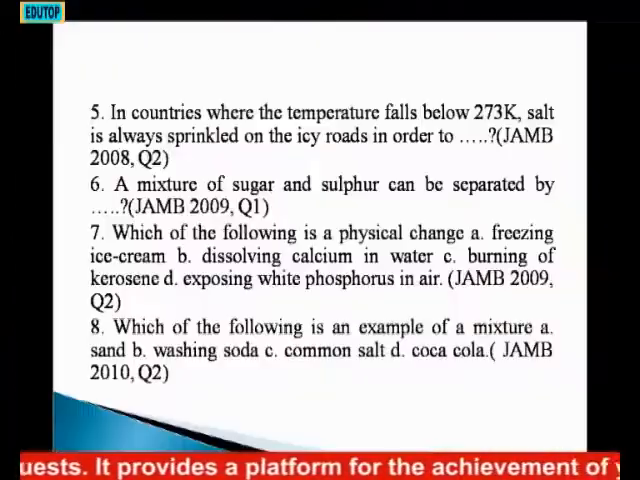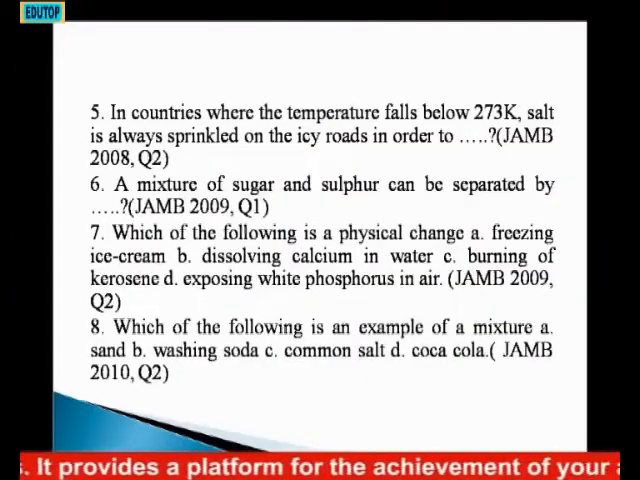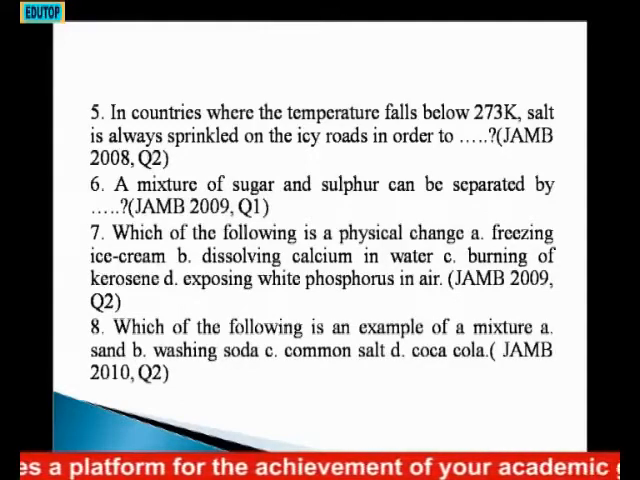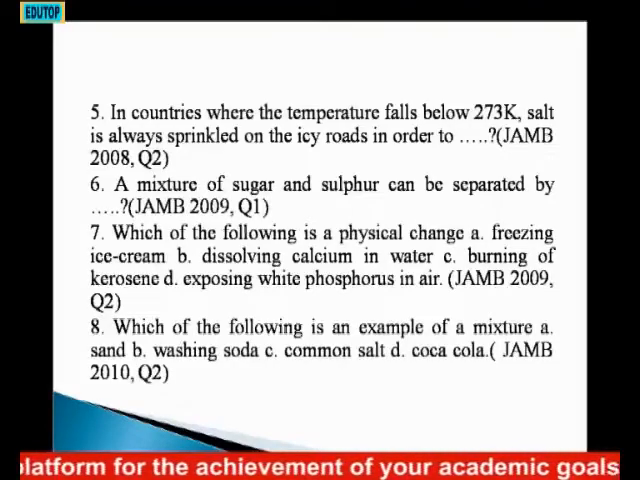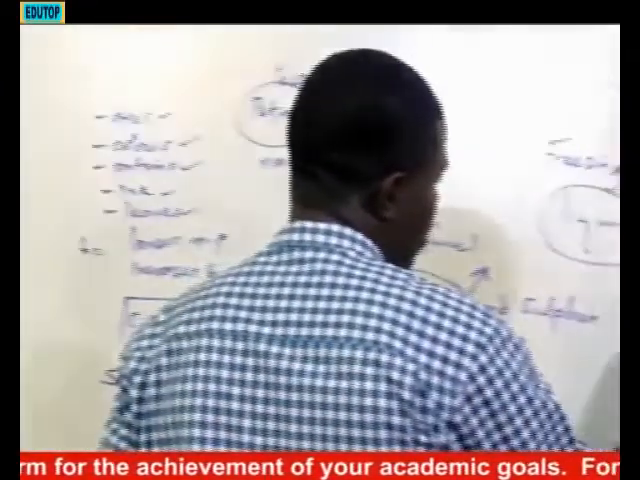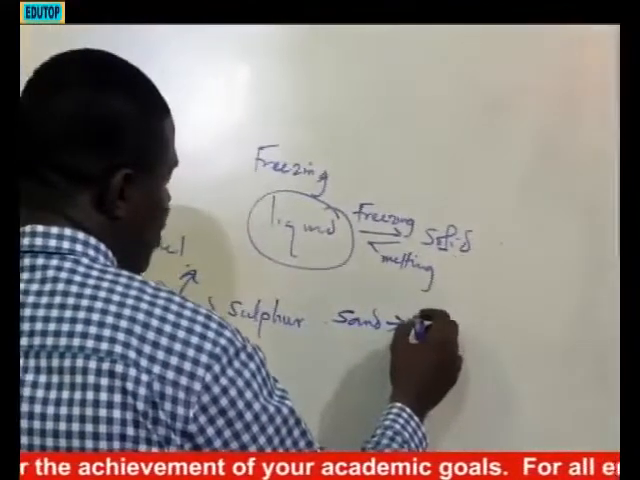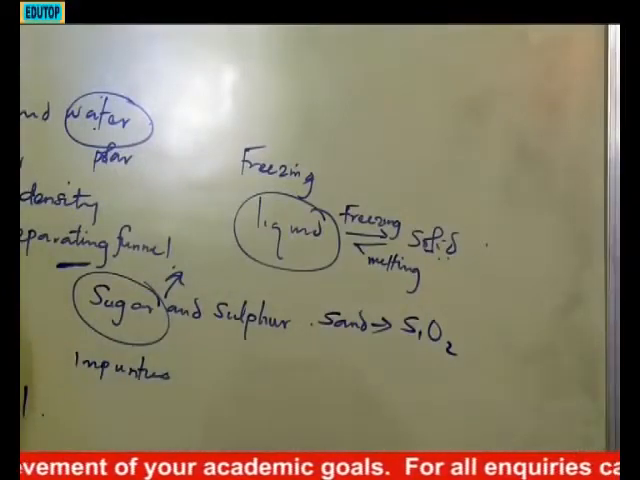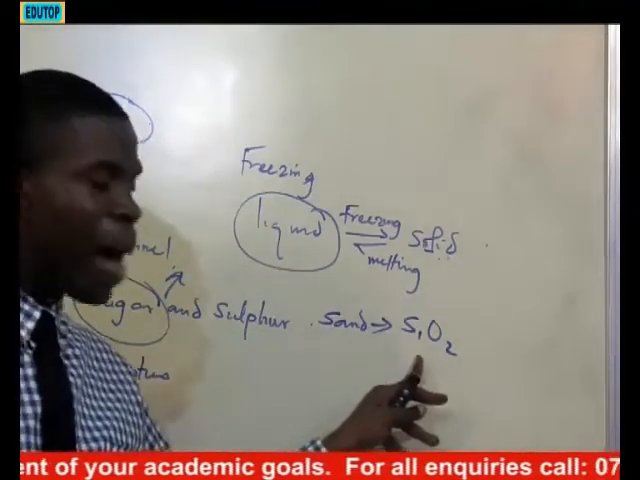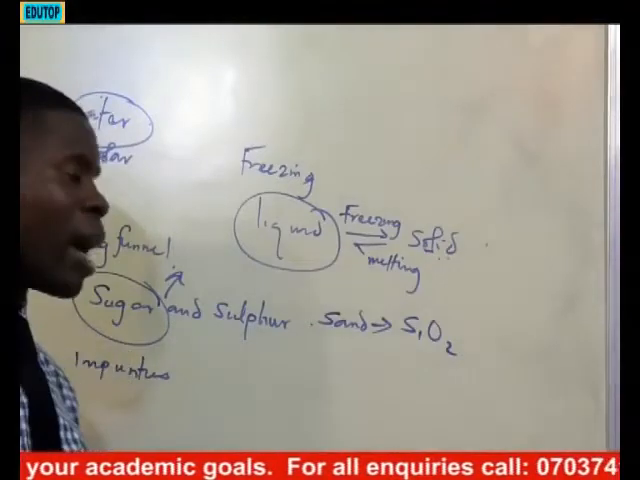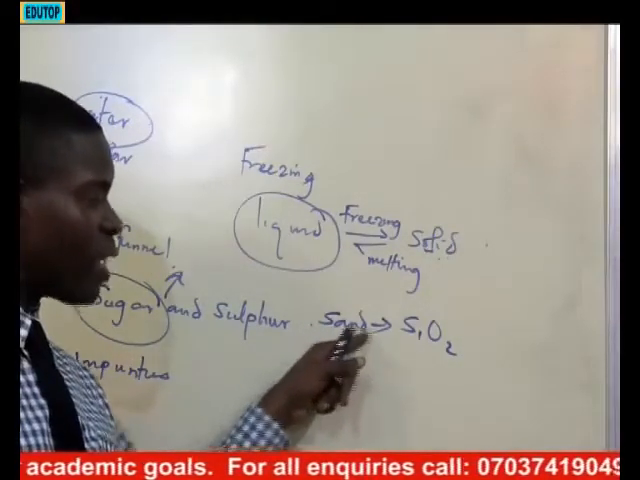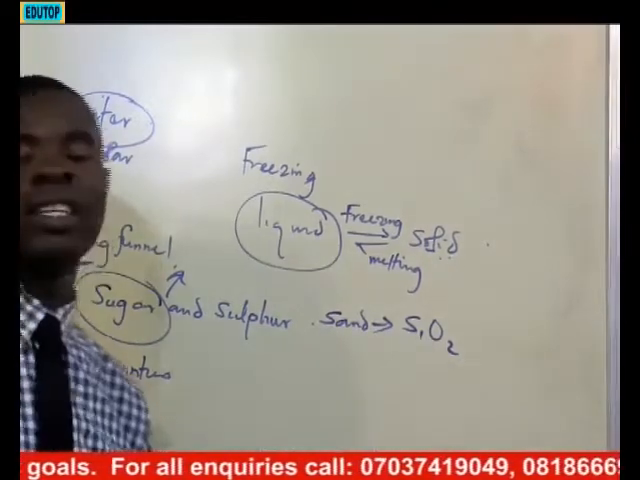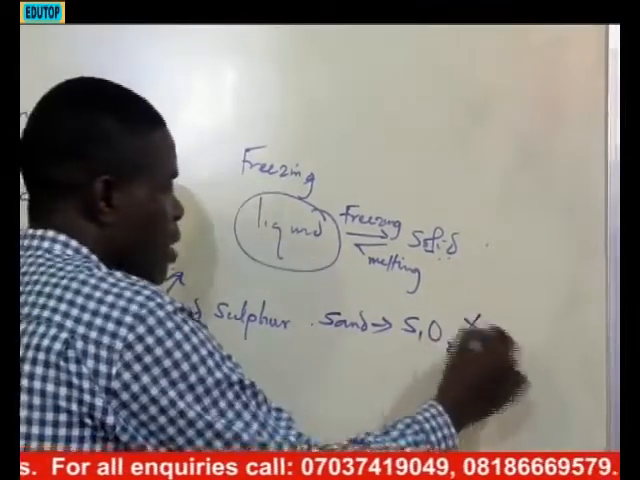Then question number 8. Which of the following is an example of a mixture? You have sand, washing soda, common salt, and Coca-Cola. Sand. What is the formula of sand? That's the molecular formula SiO2. A mixture can never be represented by a chemical formula. Remember. Since I can represent sand with silicon dioxide, this one can never be the answer.